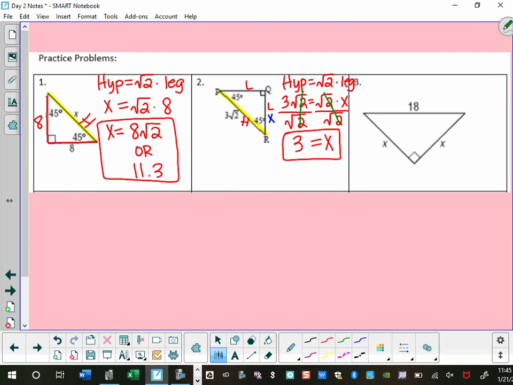Ryan, number 3, what's my hypotenuse? 18, yeah. So this is my hypotenuse, leg, and leg. My hypotenuse formula is this: hypotenuse equals root 2 times the leg. My hypotenuse, we said, was 18 equals root 2. What's my leg? X.